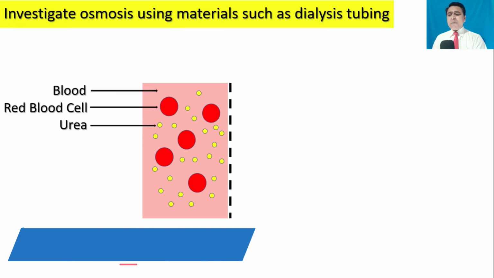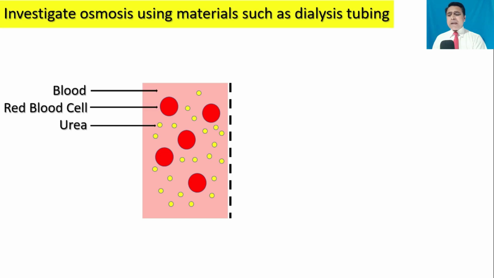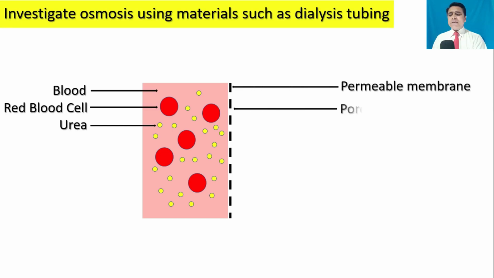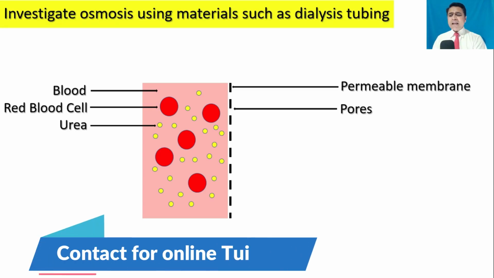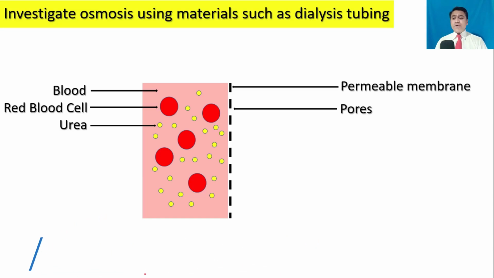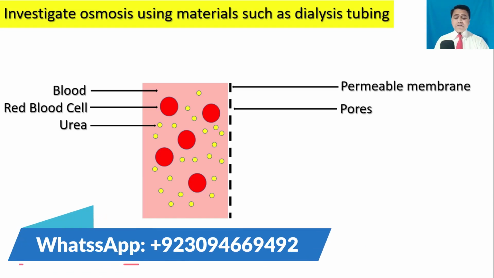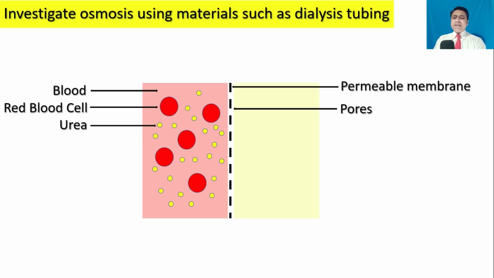This is a partially permeable membrane, and these are pores in the membrane. Through these pores, urea molecules can pass as they are smaller in size, and red blood cells cannot pass through these pores. And there is dialysis fluid on the other side of the partially permeable membrane.